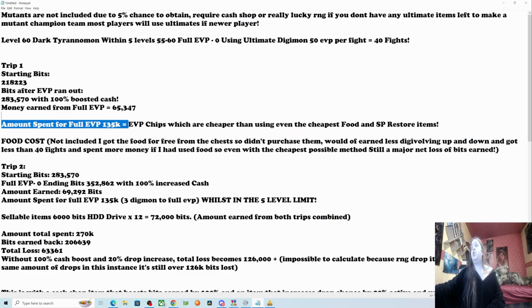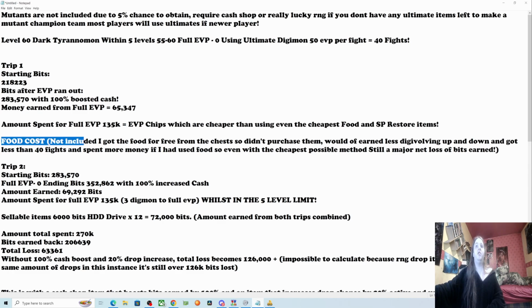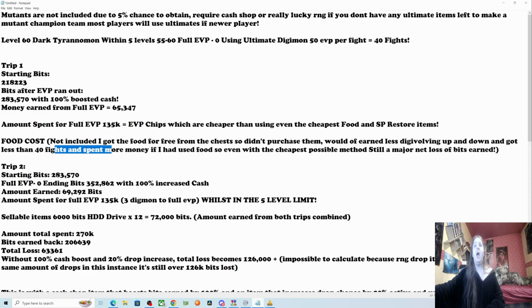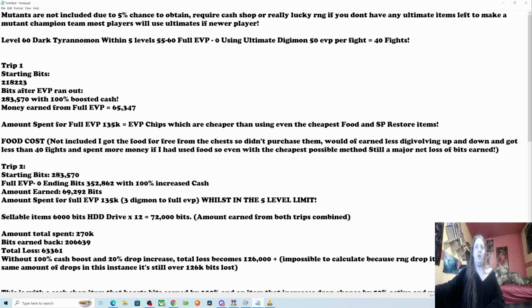EVP chips are cheaper than using even the cheapest food and SP restore items. Food costs not included. I got the food for free from the chest, so I didn't purchase them. I would have earned less digivolving up and down and got less than 40 fights, and spent more money if I had used food, so even the cheapest possible method was still a major net loss of bits earned.